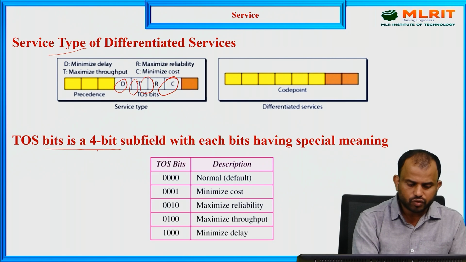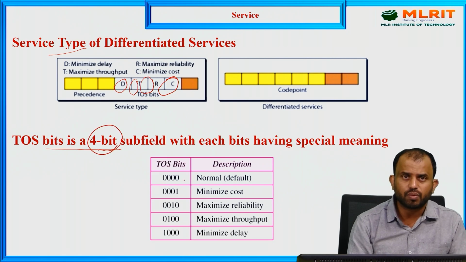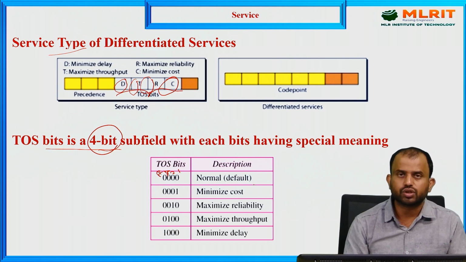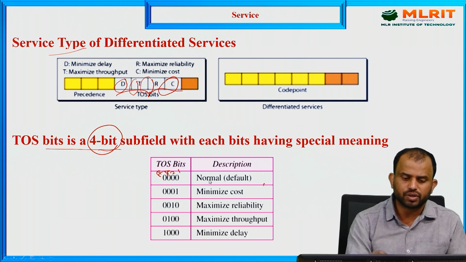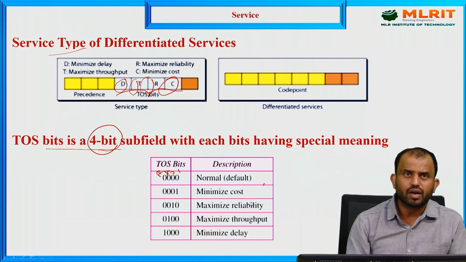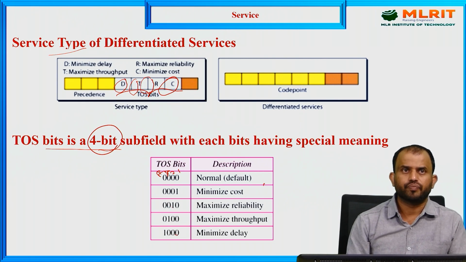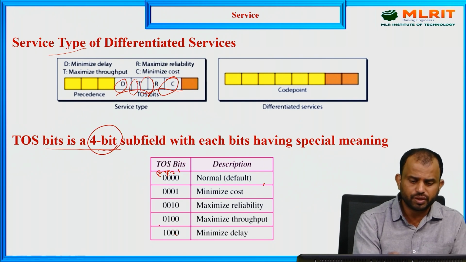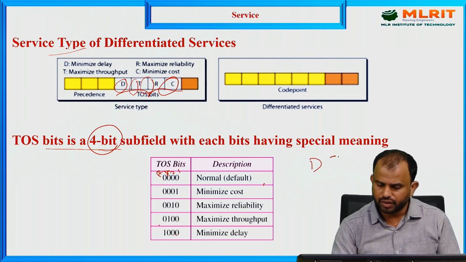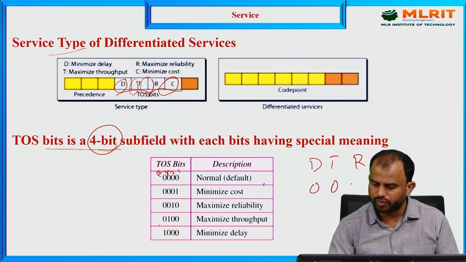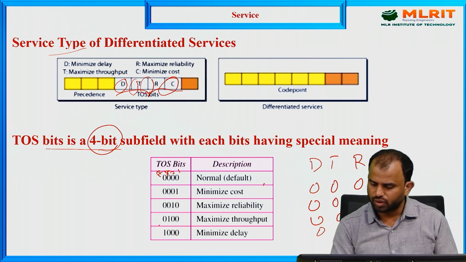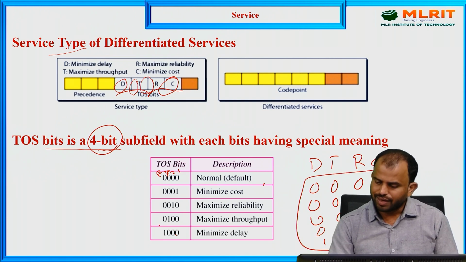When you see this 4-bit field, we have 0000, bits 1, 2, 3 as well as 4. It's a 4-bit field, so all four bits are there. There should be a normal value, or based upon this value there should be minimize delay, or maximize reliability, or maximize throughput, or minimize cost. For example, here I have the D, T, R, C values. We have 4-bit information, which should be 0000, 0001, or else 0010, 0100, or 1000. This kind of data table we form.